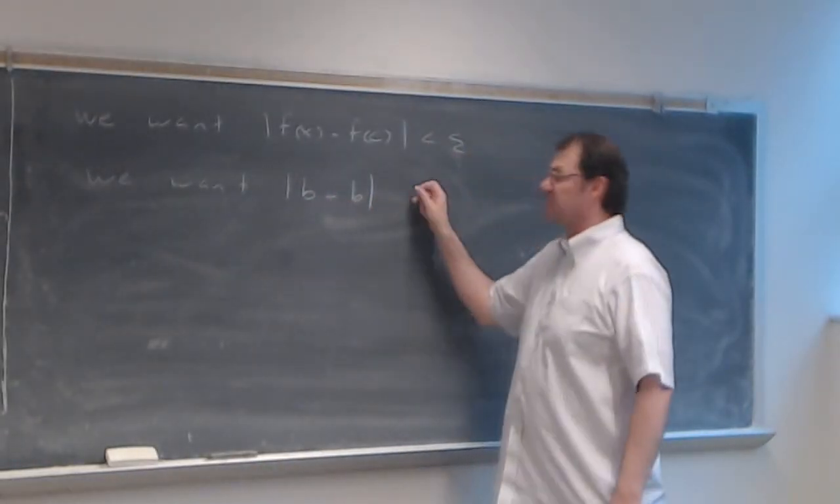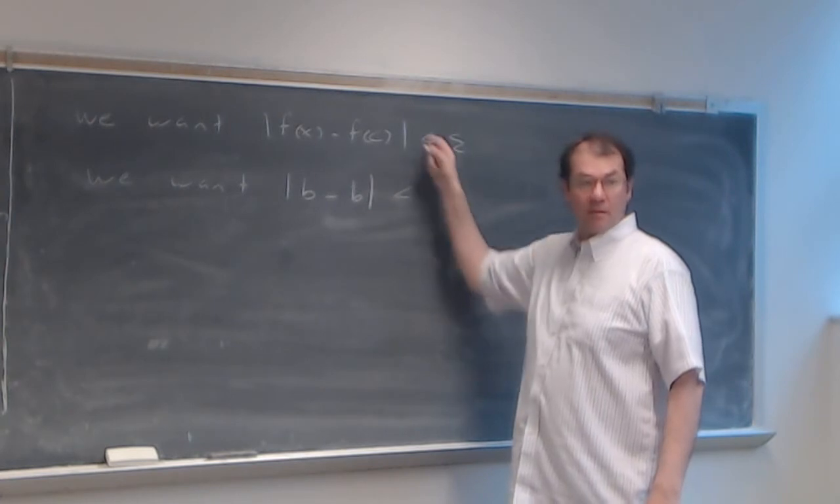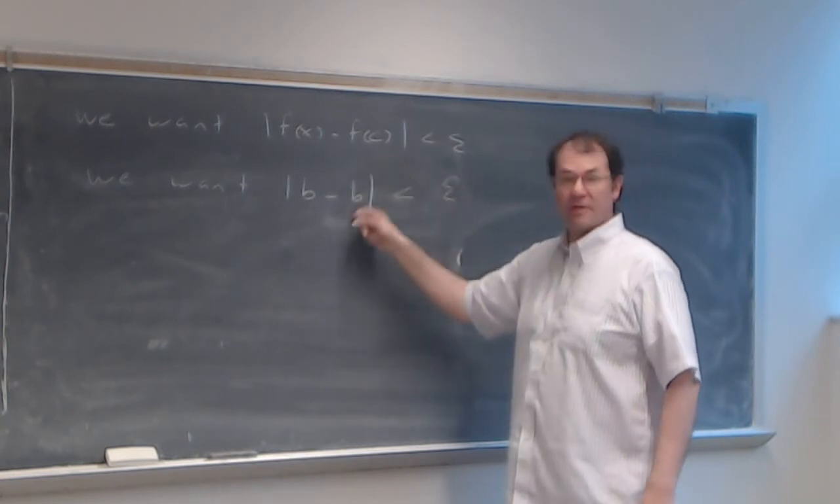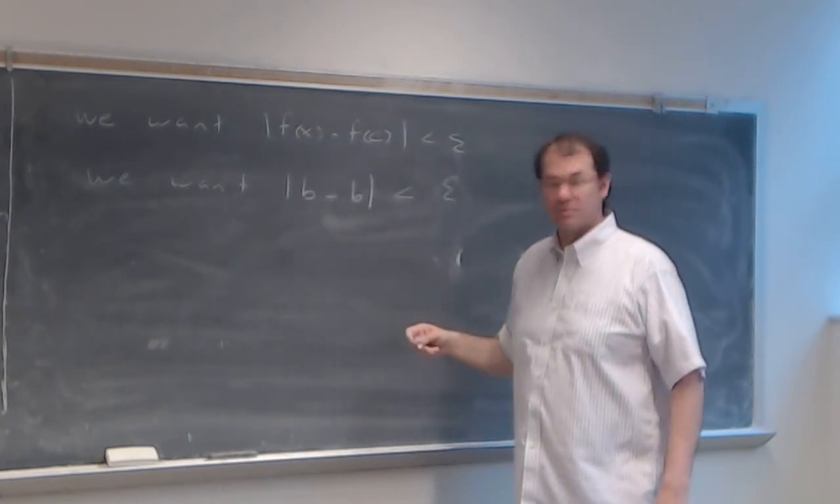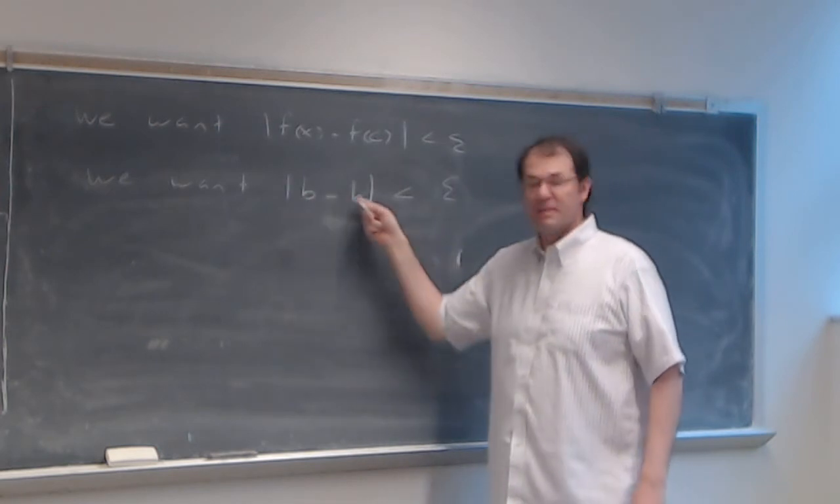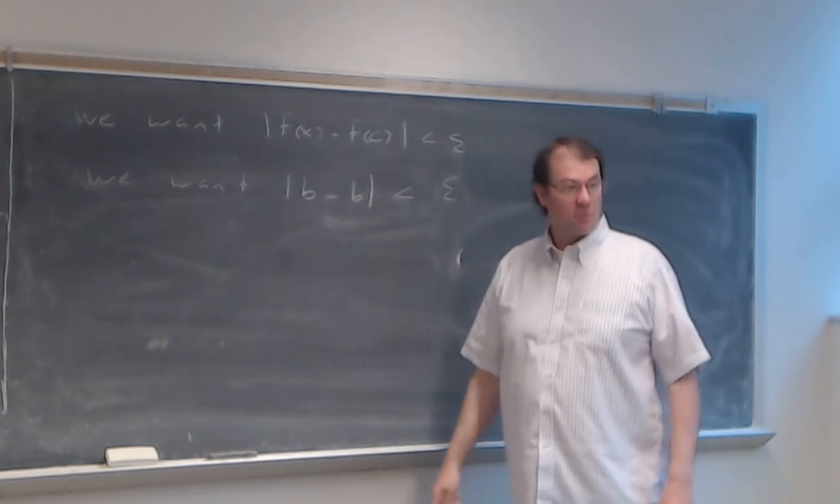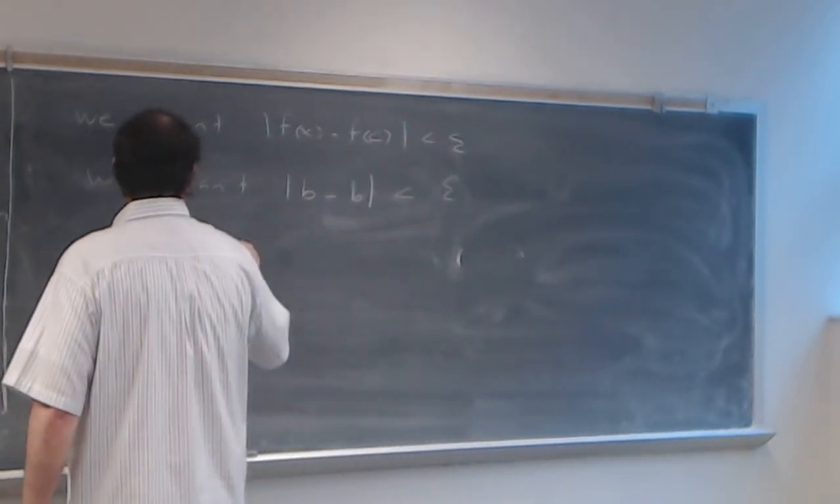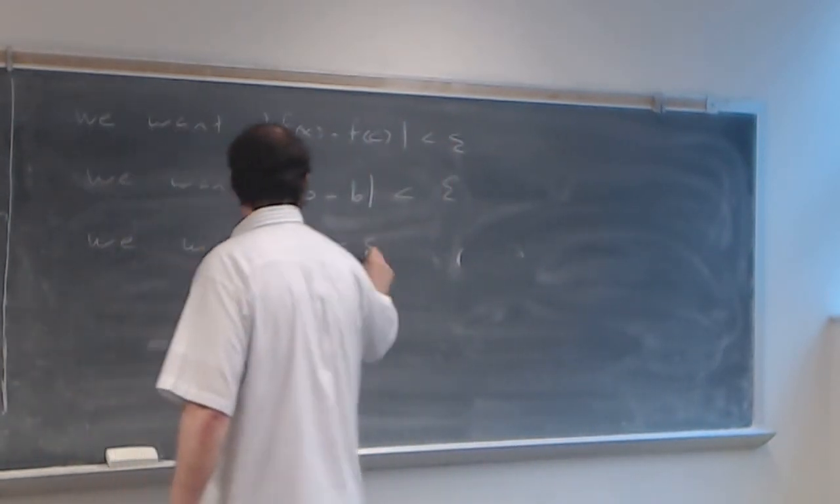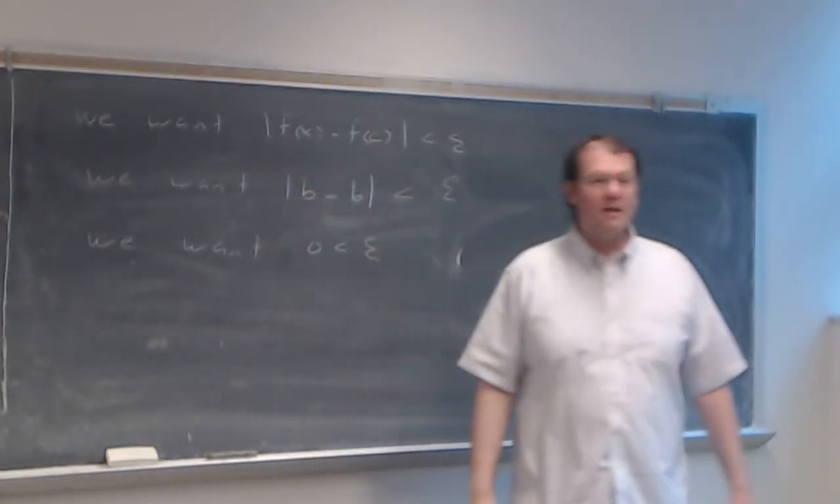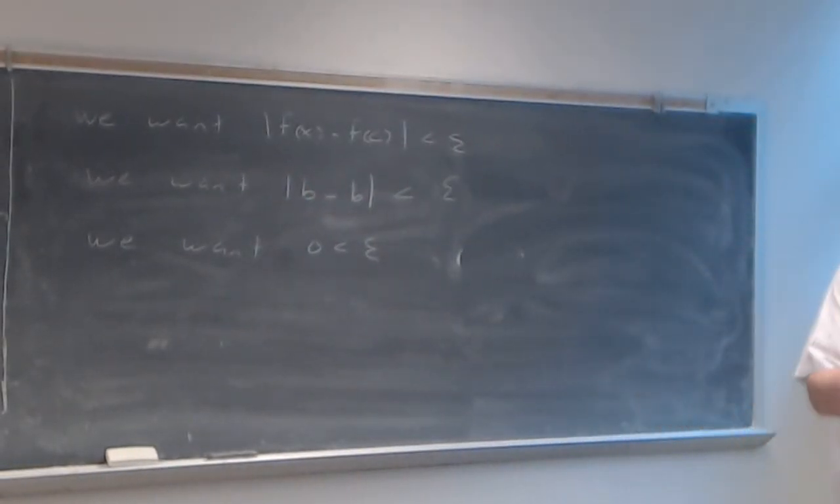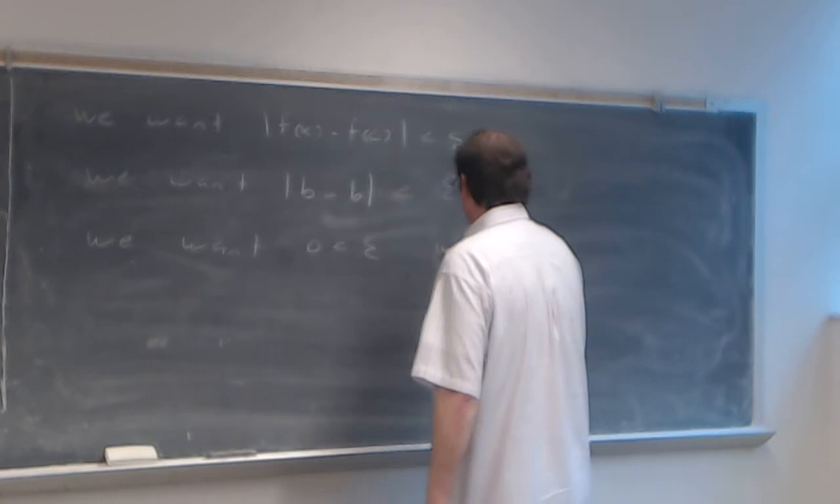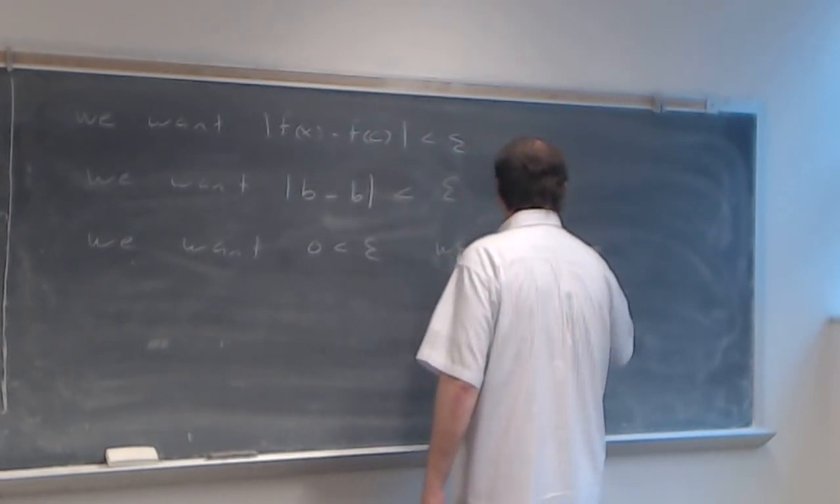So we want this to be less than epsilon. I'm just making a substitution, okay? For each one of these parts, I'm just substituting. Hey, Megan, what's b minus b? What's the absolute value of 0? Yeah, well, we want this to happen. We want 0 to be less than epsilon. Well, wait a minute. We're choosing epsilon. Epsilon was given to us. That is greater than 0. So we have that epsilon is greater than 0.